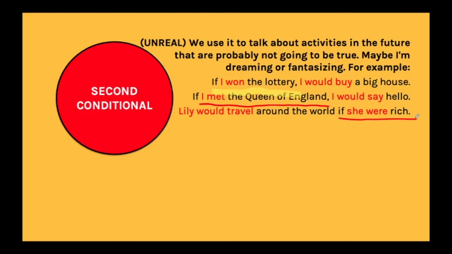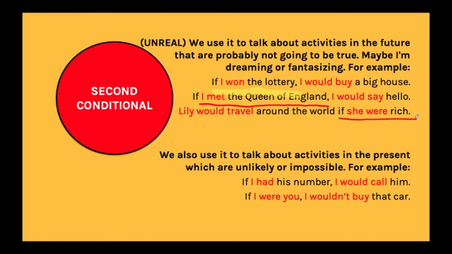But we know that she is not rich. But if she were rich, she would travel around the world. We also use the second conditional to talk about activities in the present which are unlikely or impossible.